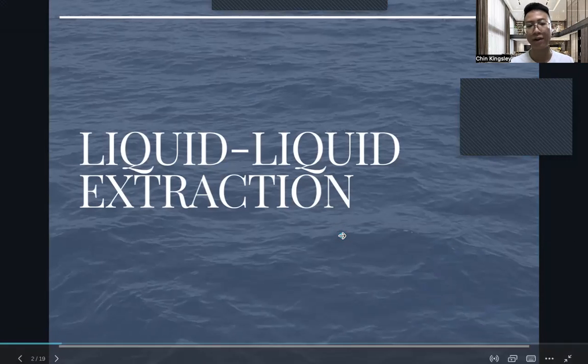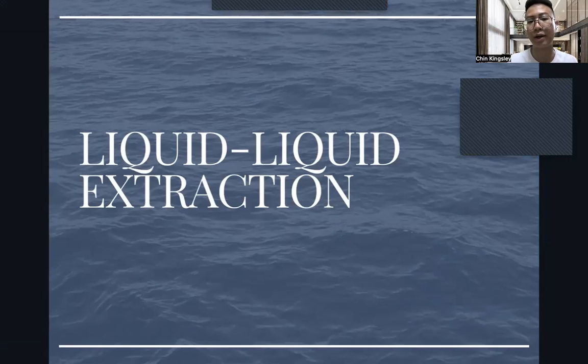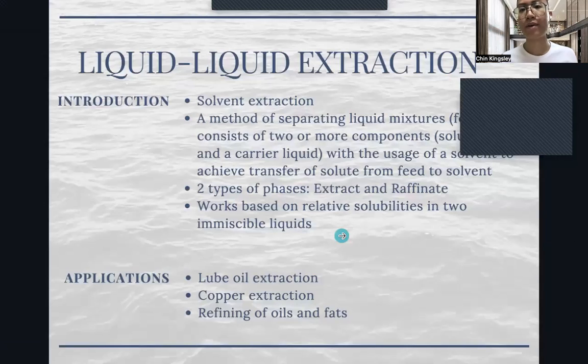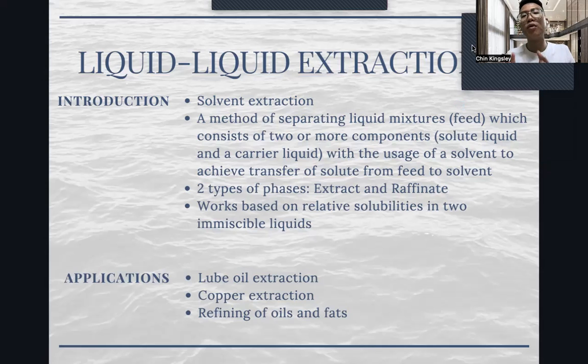So let's look at the first process, which is liquid-liquid extraction. The short form is LLE. It can be called solvent extraction as well, and it is a method of separating a liquid mixture, the feed, which consists of two or more components, a solute liquid and a carrier liquid, with the usage of a solvent to achieve transfer of the solute from feed to solvent. It has two types of phase, which are extract and raffinate. It also works based on relative solubilities in two immiscible liquids.